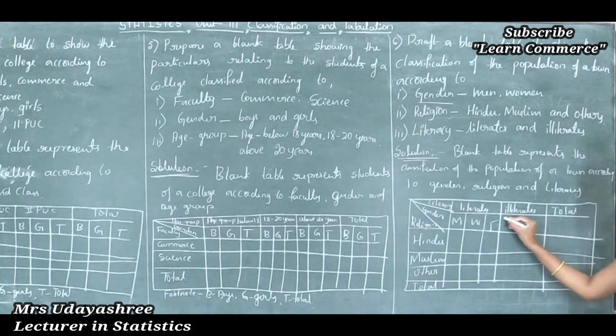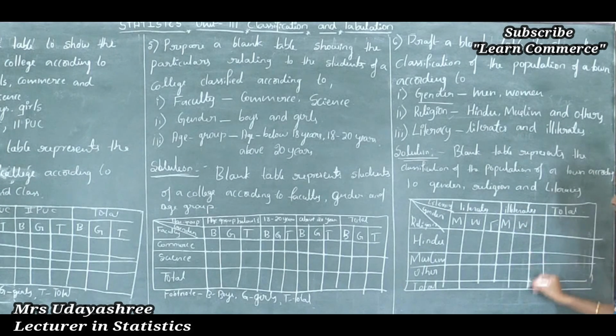Like that, for this I will write genders, that is men, women and total. See here this column indicates the total number of men illiterate Hindu people, and this column indicates the women illiterate Hindu people, and this column indicates the total number of illiterate Hindu people.